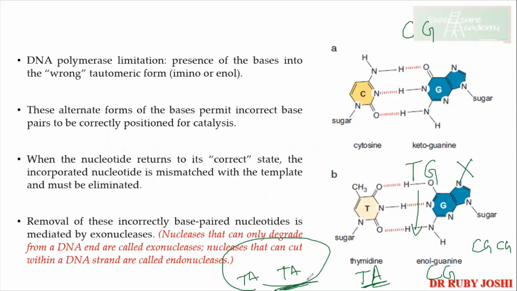ये clear है? Yes, ma'am. Yes, everyone, it's clear. So इसीलिए we need exonuclease activity or any kind of proofreading activity. So this keto-enol formation of those bases results in incorrect base pairing. So in order to correct this mistake, we have got the exonuclease activity.